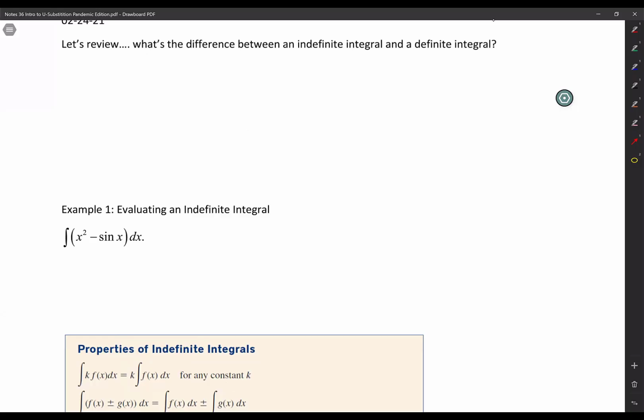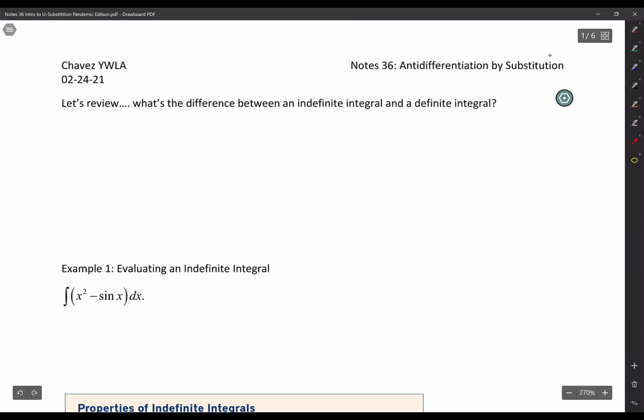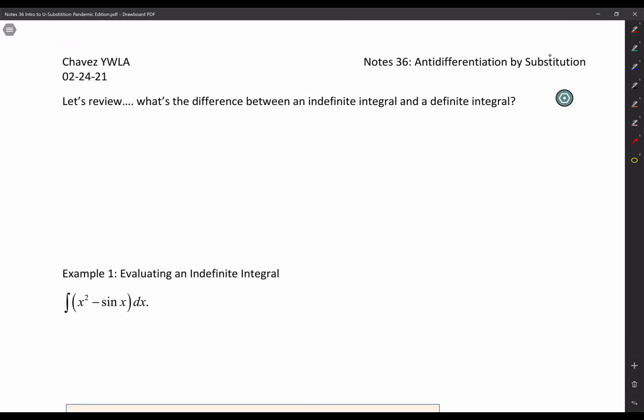So today, what are we working on? We are going to be doing U-substitution. What is the whole point of U-substitution? Why do we got to do it? Just because? No. We are doing U-substitution because this is going to help us do more advanced antiderivatives. Does that make sense to everyone?